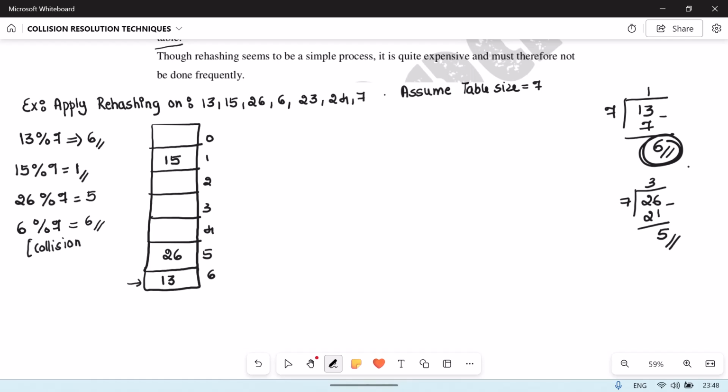Now what you do is you use linear probing. So 6 is already occupied, so find the next position. After 6, you will have to go back to the 0th one. So 6 will be placed here.